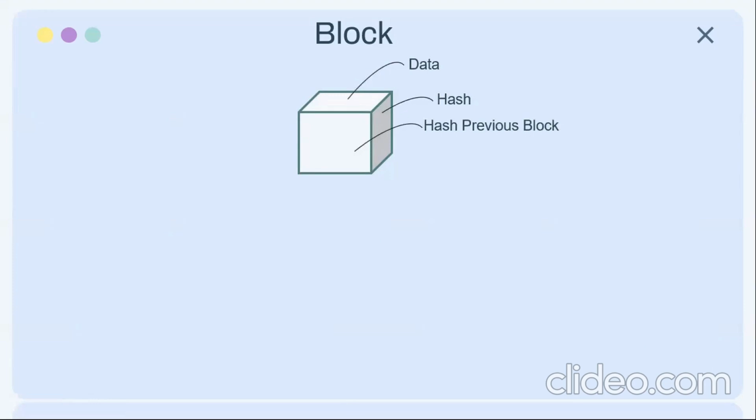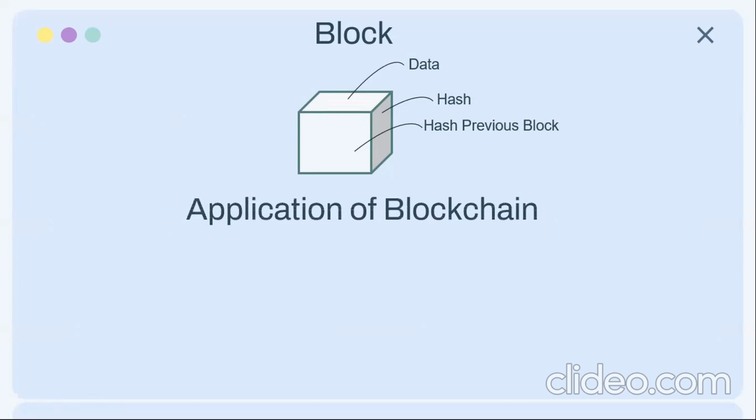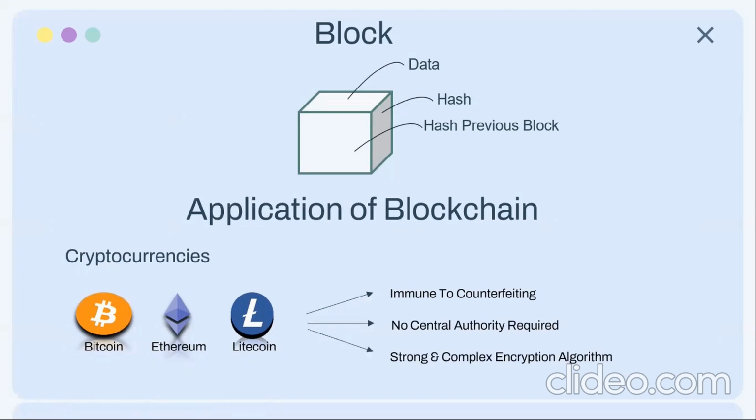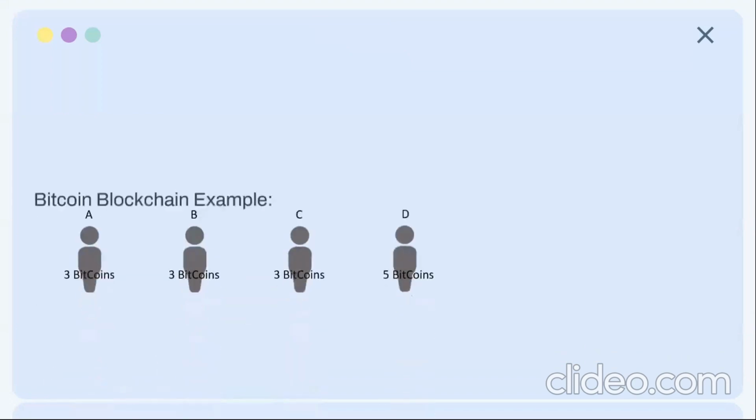algorithms. Now that we have a basic understanding of blockchain, let us see an application for it. We all might have heard about cryptocurrencies and how they became popular these days. The three main reasons that they became so trendy are they are immune to counterfeiting, they are decentralized, there is no central authority in it, and they are highly secured because they make use of strong, complex encryption algorithms. This is all possible because they are implemented by using blockchain.